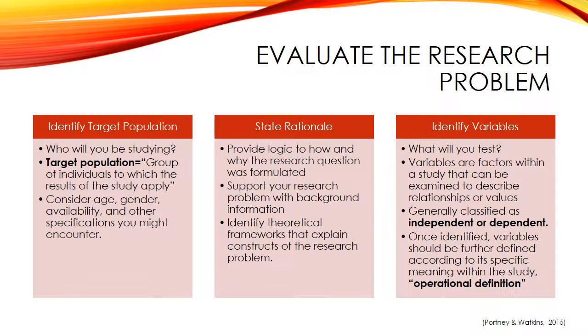So after you have identified your topic and your research problem, you can evaluate your research problem. And this begins with identifying your target population. So this is who you will be studying. And this is a group of individuals to which the results of the study apply. So this is your target population, and you always want to keep in mind age, gender, availability, or any other factors that are relevant for the study.